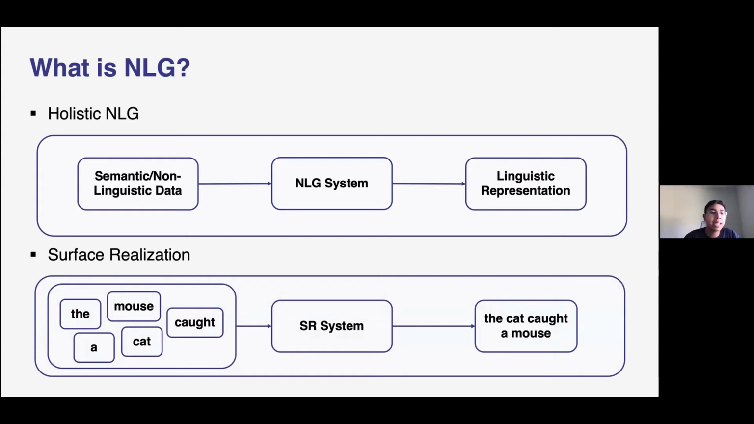So, for an example, take the scenario of surface realization. We have the words the mouse, a cat caught, and that becomes a sentence, the cat caught a mouse. However, it is grammatically valid to also say the mouse caught a cat. It's just that contextually, it's more likely to say the cat caught the mouse than the mouse caught the cat. So that's why semantic disambiguation is important. You have to add context knowledge in addition to the grammatical knowledge.